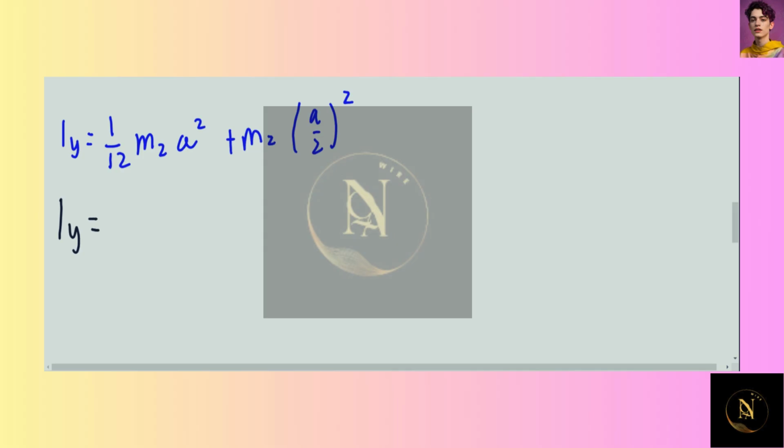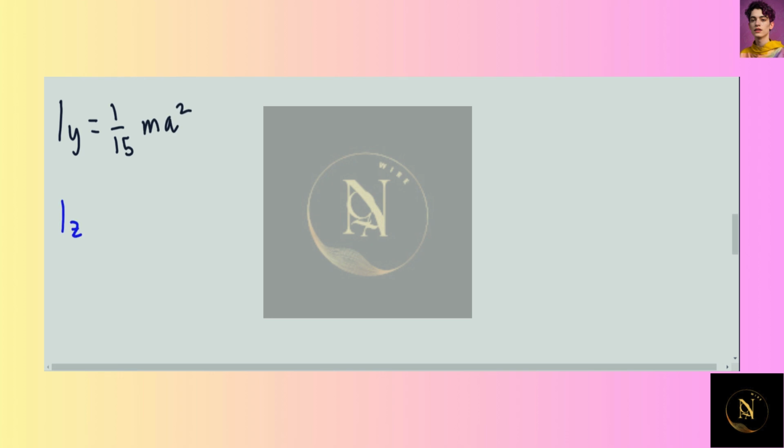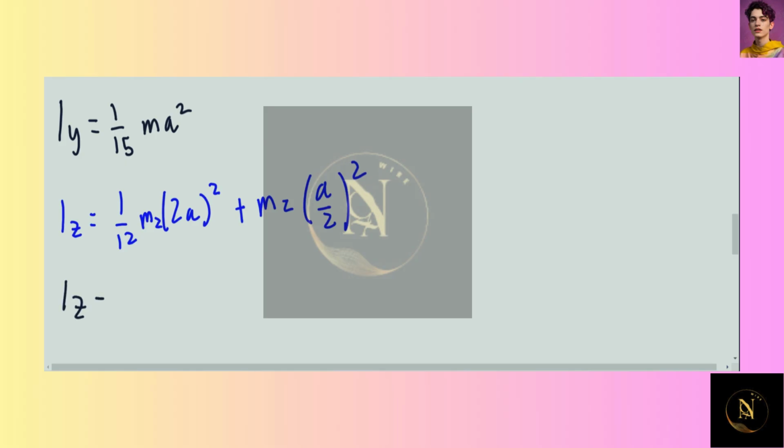So we plug in m2 and simplify it down to 1 over 15 times m times a squared. Now for the z component, that's equal to 1 over 12 times m times 2 times a squared plus m2, and this one over here should also be m2, times a over 2 squared. So finally, this component is going to be equal to 7 over 60 times m times a squared.